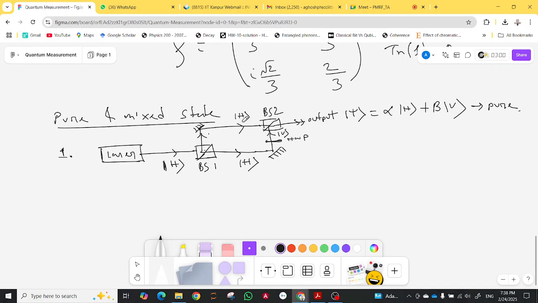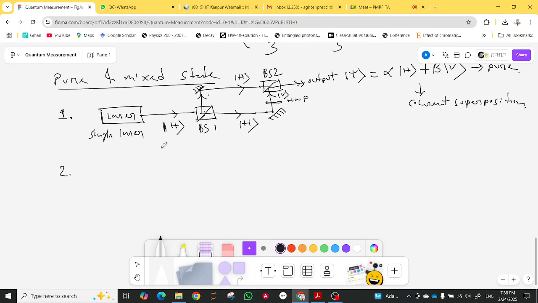Because all these photons, horizontally polarized or vertically polarized, are coming from a single laser, right? This is a single laser, so they are phase correlated, like both have the same phase. Or if they have a phase difference, then the phase difference is constant. It is not random, right? So this output state is a pure state, because this is also a coherent superposition. The output state will be a pure state here.